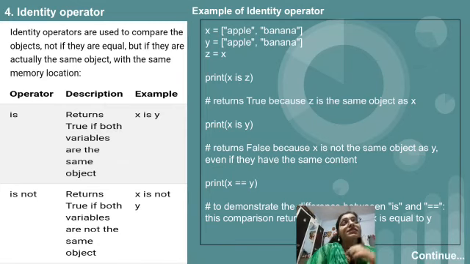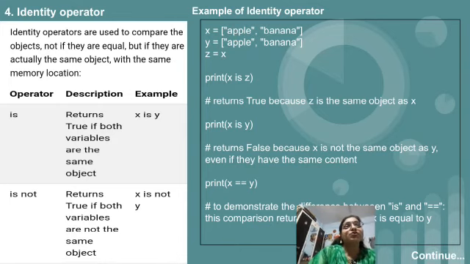After that, we have used the comparison operator, that is x double equal to y. So it will return the answer true. Why? Because the comparison operator checks the content which is present in the list. It will not check the object name. So this is the difference between is and equal to.